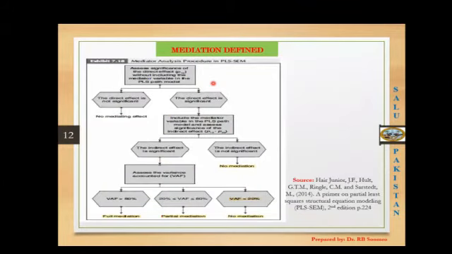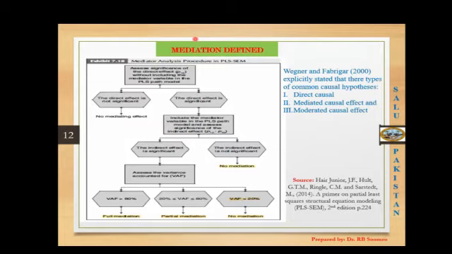Dear friends, this is another very important mediator analysis procedure in PLS-SEM. What it says is: assess the significance of the direct effect without including the mediator variable in the PLS path model.